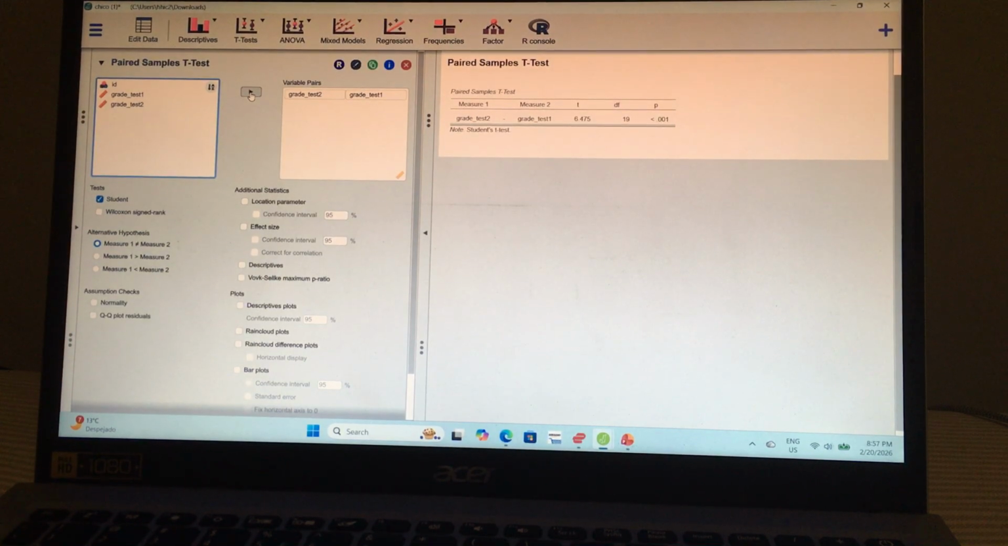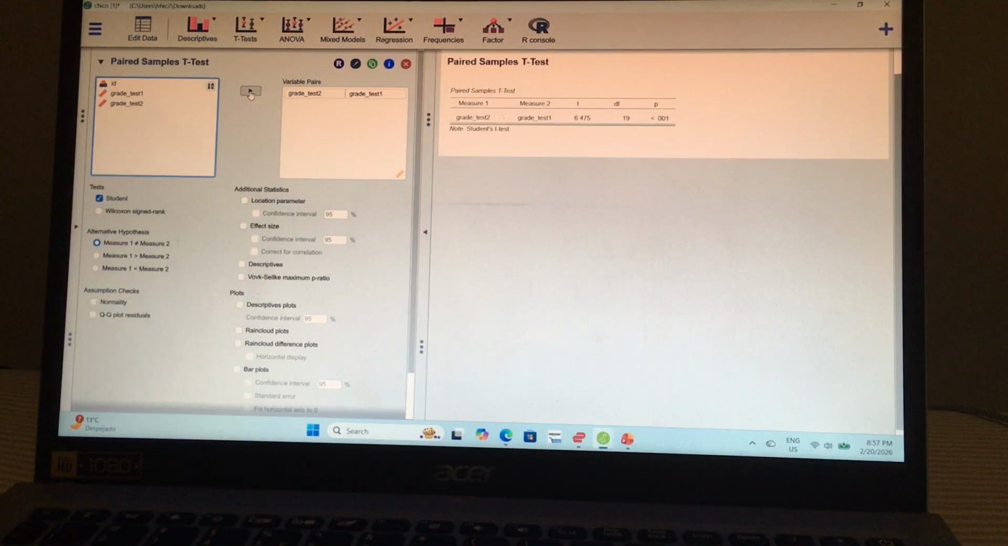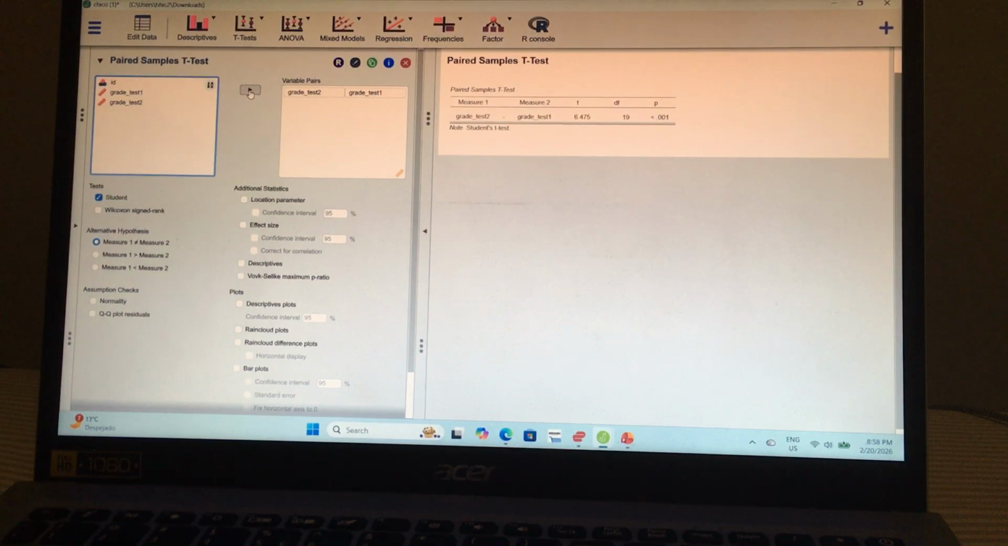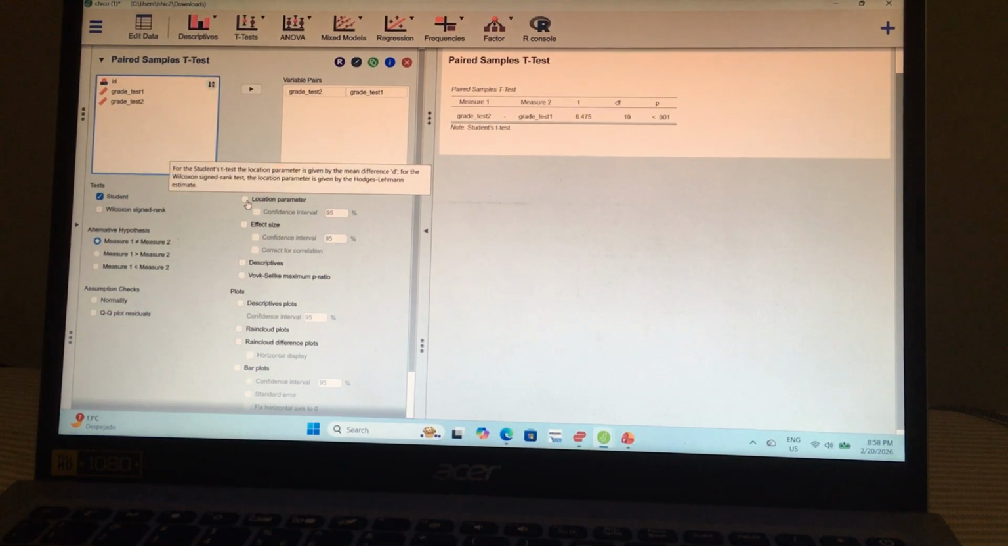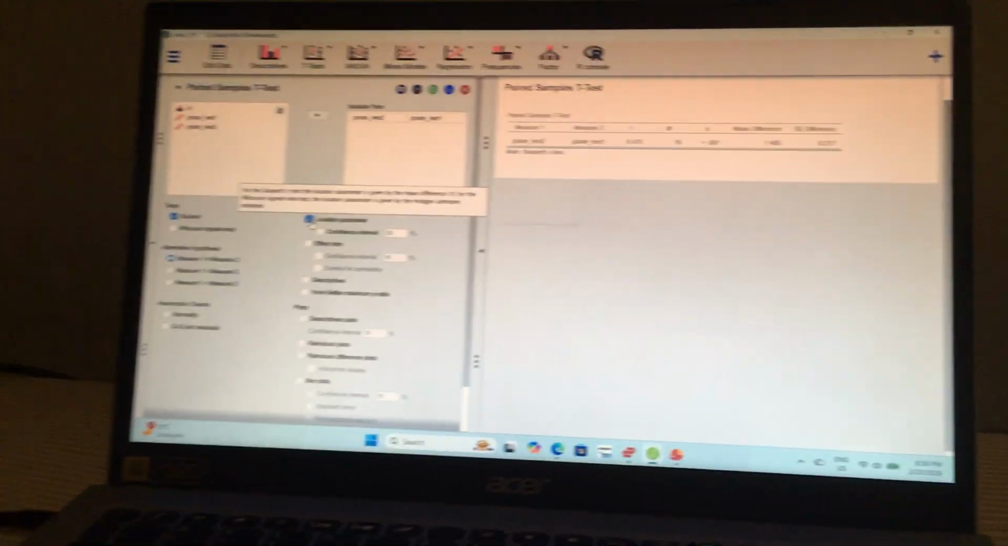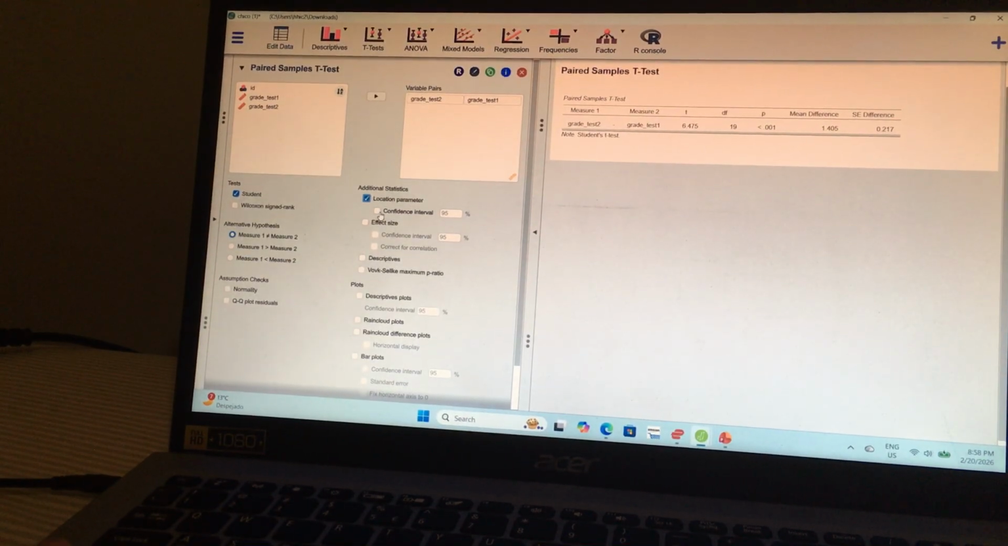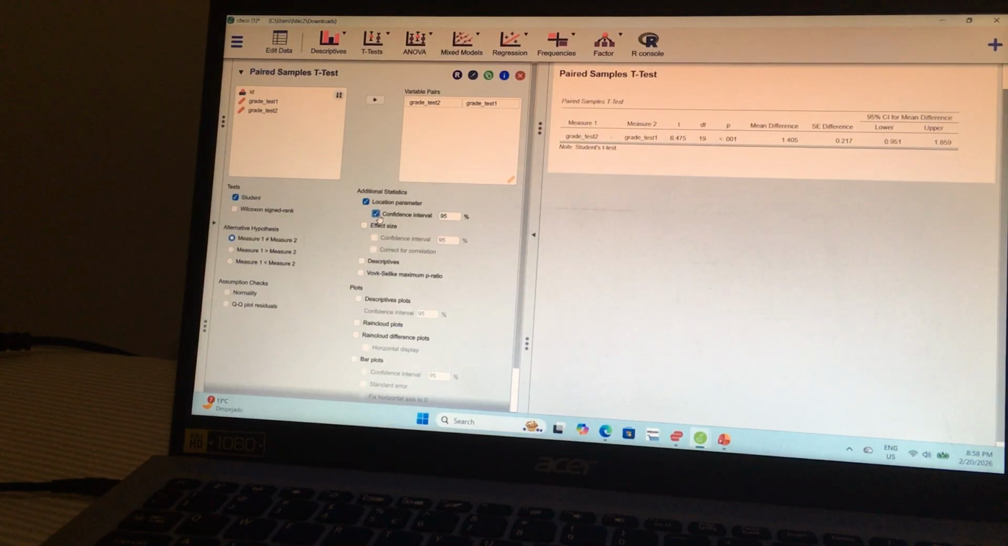And then we're going to double check that we have our Student t-test selected, and we are doing the two-tailed test, which means that measure 1 does not equal measure 2. That is under your alternative hypothesis. Then we're going to go under additional statistics and we're going to check our location parameter and our 95% confidence interval. And the result should be the exact same output as we saw in 9.14.